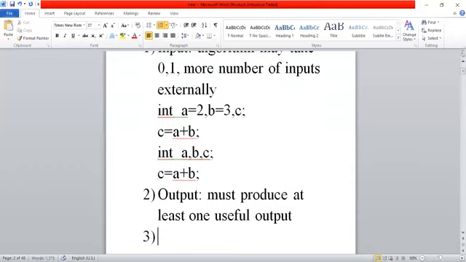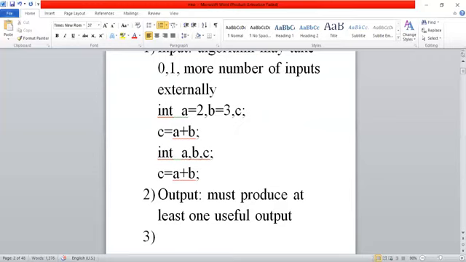Otherwise writing an algorithm is wasteful. Is it clear now regarding output? The second property or criteria is output. Whatever the algorithm, even if you write 2000 lines of code or 2000 lines of algorithm, if you don't get the required output or useful output, what is the use of writing that much code?